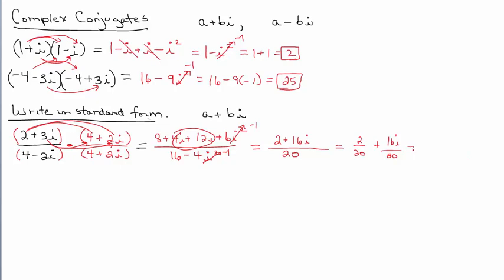And we should continue and simplify. So 2 over 20 is 1/10 plus, let's see, 4 goes into 16 4 times and 4 goes into 25 times. So we'll have 4i on top and the 5 down here.